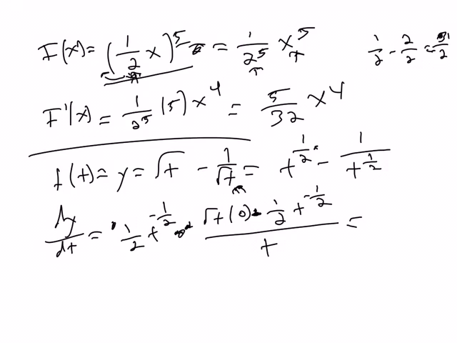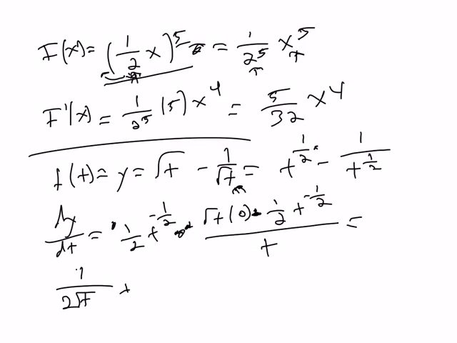So this is going to give us 1/2 t to the negative a half, which is equal to 1 over 2 times the square root of t, because t to the a half is equal to the square root of t, and t to the negative a half is equal to 1 over t to the a half, which is equal to 1 over the square root of t. All important relationships to remember.